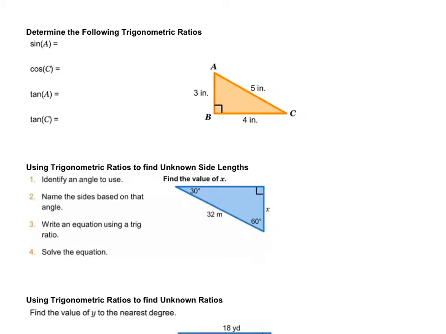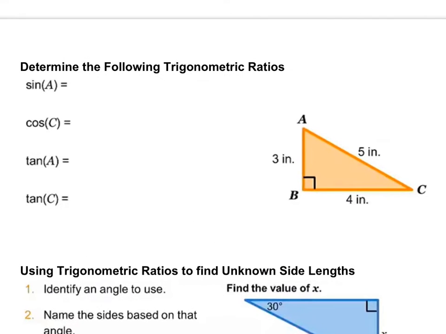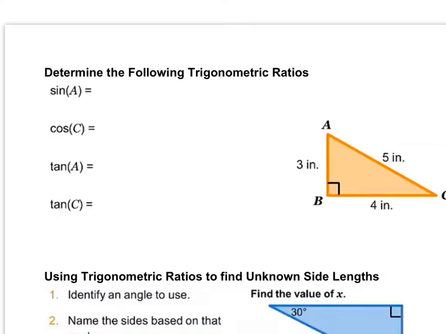All right, so let's take a look at the next one. This next page says, determine the following trigonometric ratio. It wants us to calculate sine of A, cosine of C, tangent of A, and tangent of C. First of all, one thing I want to highlight is what goes inside this parenthesis, because sometimes that can be kind of a misconception about what that is.